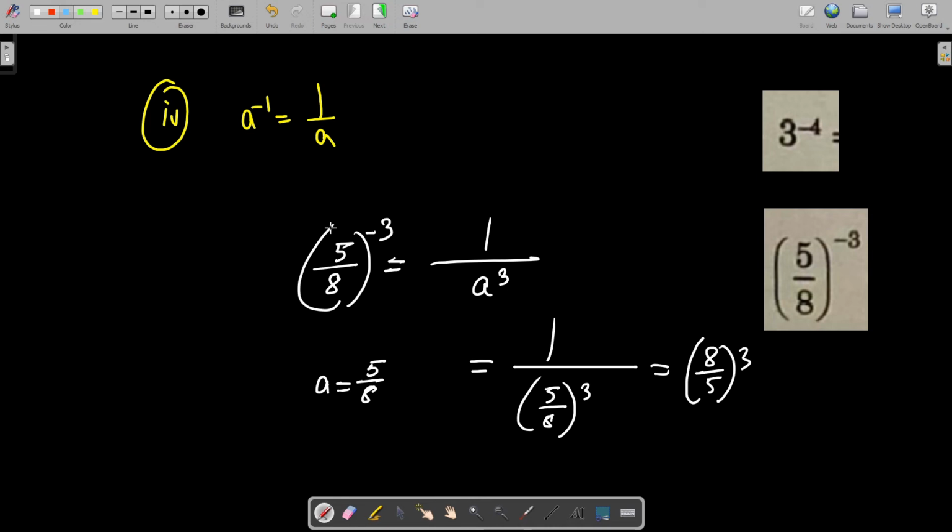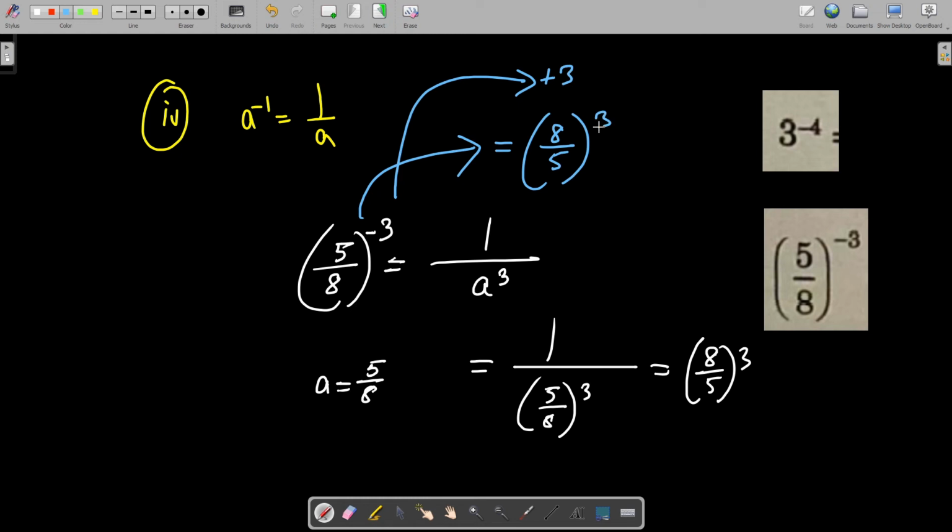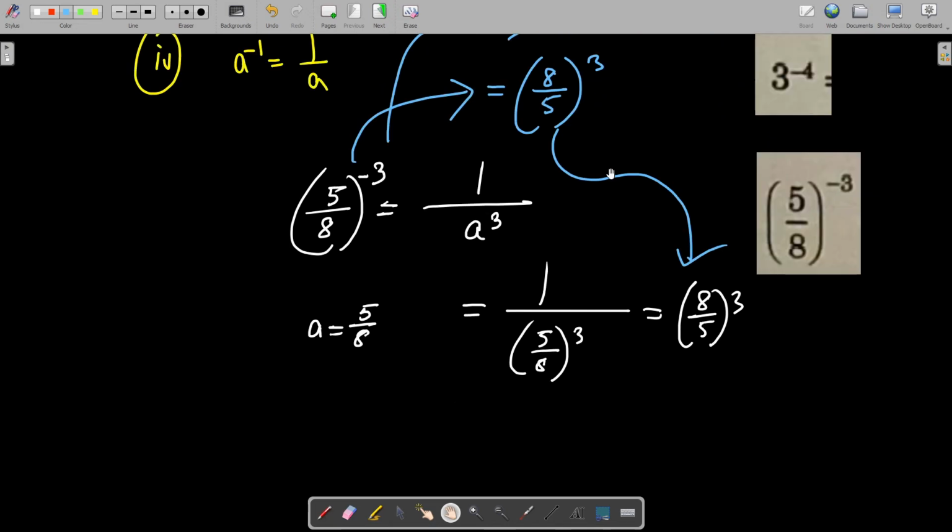But what you can do is whenever there is a fraction given, you can directly reciprocate the fraction. That's going to be 8 by 5 and make the power positive. It was minus 3, we're going to make it plus 3. See, that's the answer over here. I hope all of you understood this. Let's move to the next law.